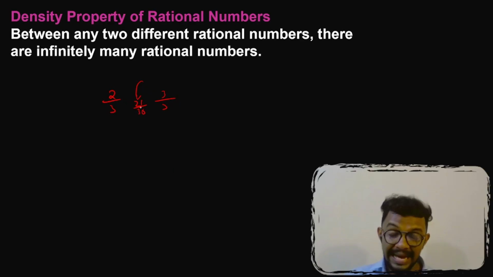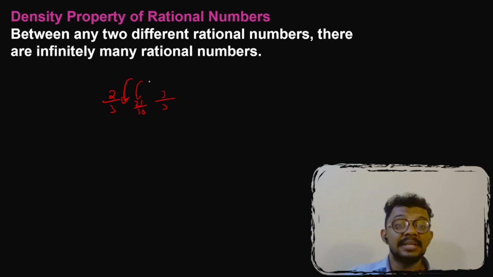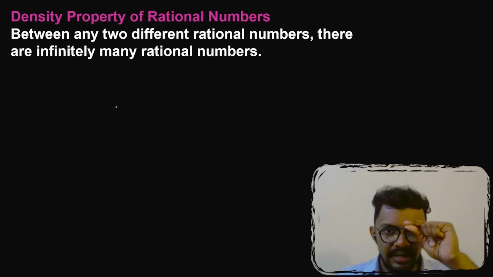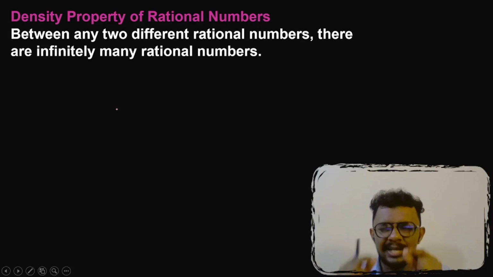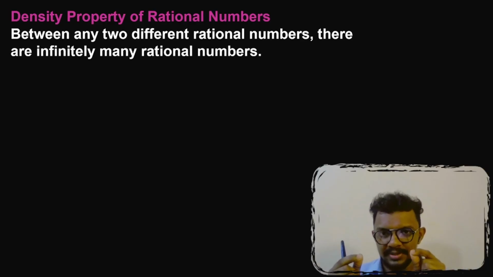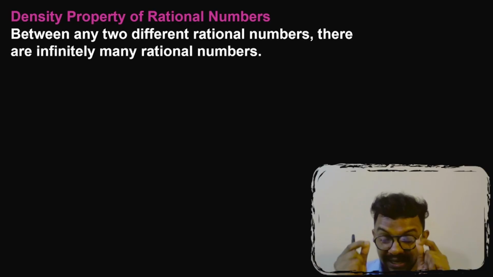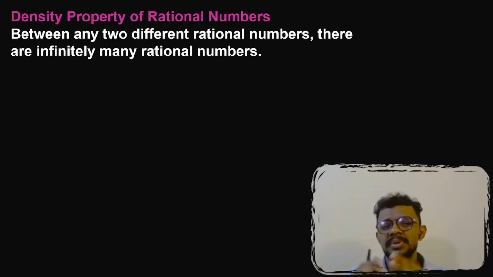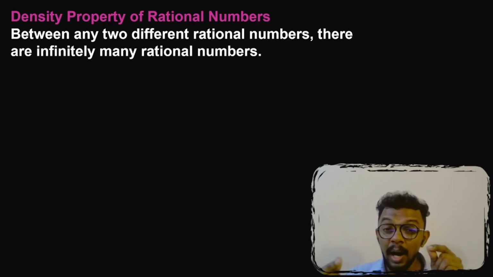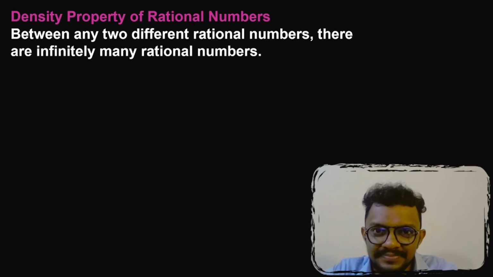I will teach you how it came. But again, between 2 by 3 and 21 by 30, I can find another, and between 21 by 30 and 3 by 3, I can find another. So what I'm trying to say is that the density property says, if we are considering any two rational numbers, we can find infinitely many rational numbers between them. It doesn't matter how close they are.